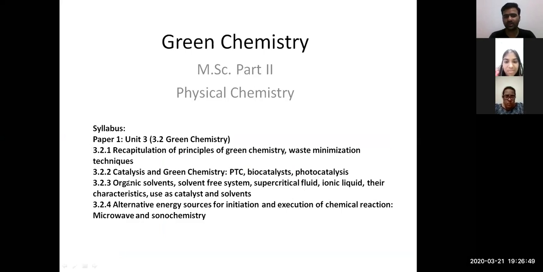And I'll have some presentation like this prepared for you on 3.2.3 and 3.2.4, which involves some solvent-specific green chemistry approach, dealing with supercritical fluids like supercritical carbon dioxide, supercritical water, ionic liquids, and their use in catalysis and solvents. And the last part will be on how microwave and ultrasound result in enhancement of the rate of the reaction. That particular part we'll cover in one subsection. Right now, we are just looking at 3.2.1 and 3.2.2.